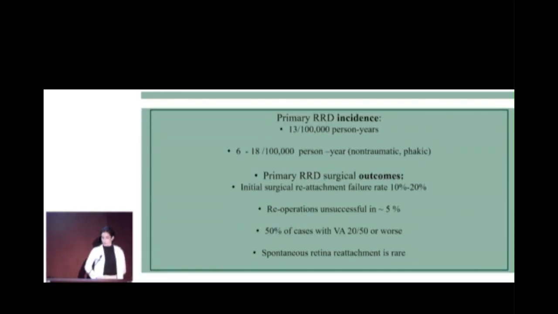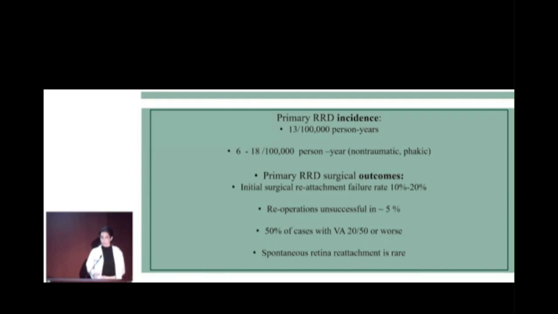And just briefly, to give some context to the discussion, the reported incidence, again this is hard to study, is between 6 and 18 people per 100,000 person years. Surgical outcomes really vary, of course, by surgeon, study, patient, and what was done. But in general, the first-time reattachment failure rate can reach 20% in some reports. Like I said, that will vary by geography and who's doing the surgery. Reoperations can be unsuccessful. Vision, also confounded by many factors, can be worse than 20/50 in over half of the patients in one report.